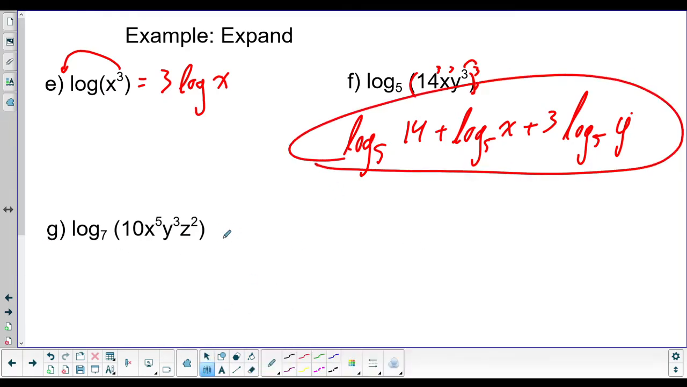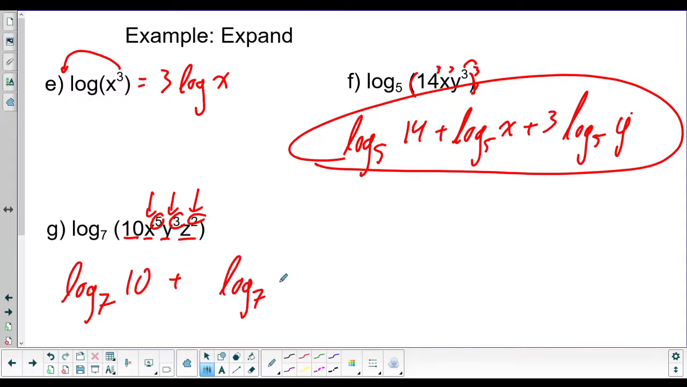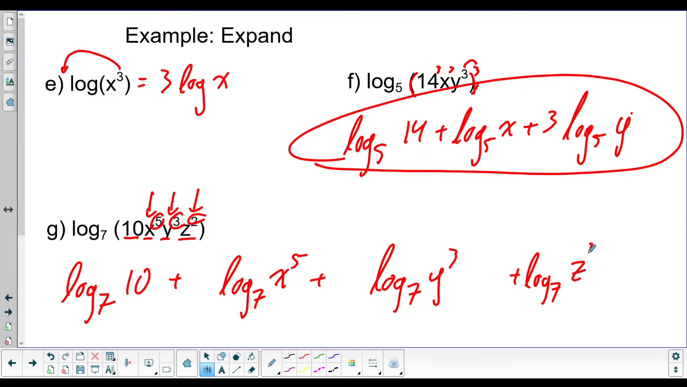Okay. Here, this one is going to expand into 1, 2, 3, 4 logs. And these 3 are going to get coefficients because we're going to move the exponents out in front of the logs. So we're going to have log base 7 of 10 plus, I'm going to leave some room for the coefficient, log base 7 of x to the 5th plus log base 7 of y to the 3rd plus log base 7 of z squared.